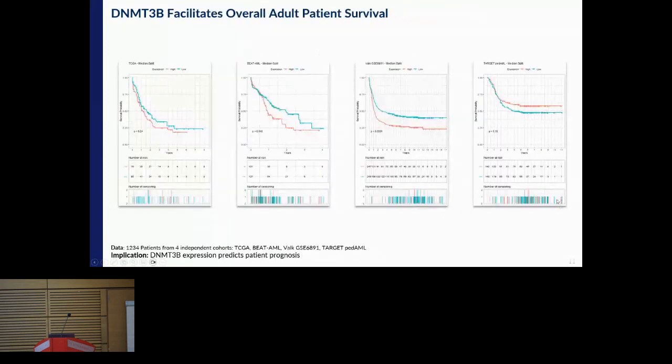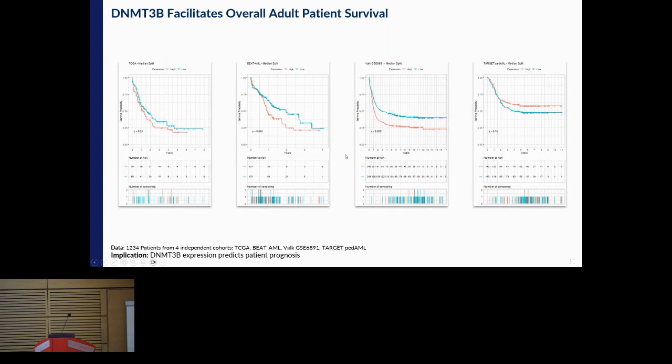The next thing that we're able to look at is the overall connections with patient survival. These are 4 separate survival cohorts that we can look at overall patient survival in. The left 3 here are all adult cohorts, and we've also included 1 pediatric acute myeloid leukemia cohort just because of how biologically different pediatric and adult AML are.